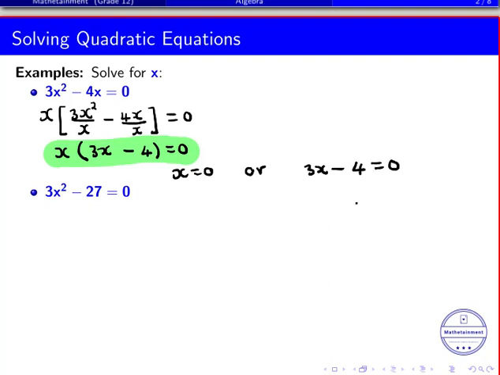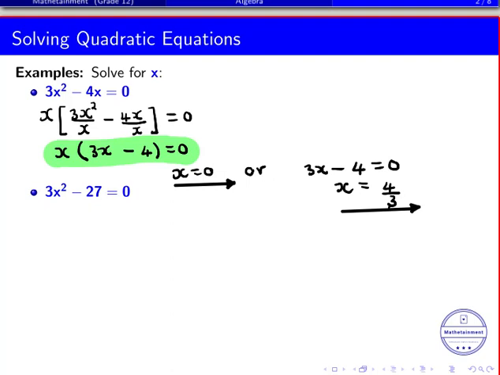So x is equal to 0, or here I can go further and solve for x, or x is equal to 4 divided by 3. So those are my two values of x. I'm going to underline them. It's either x is equal to 0 or x is equal to 4 over 3.